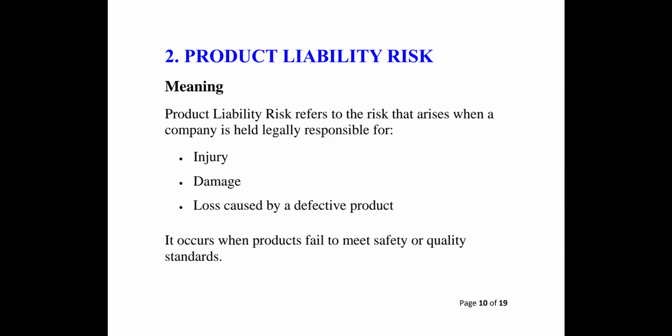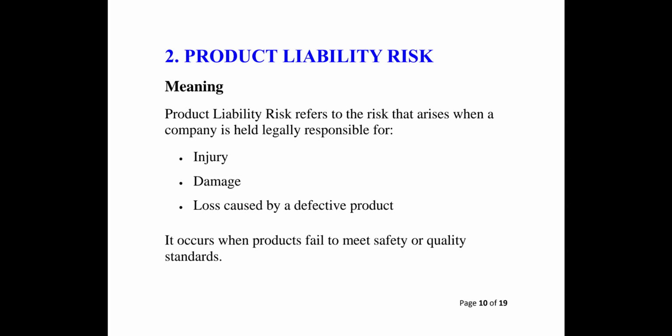Managing product liability risk in ERM: quality control systems, rigorous testing and inspection during design and manufacturing; compliance programs, adhering to industry standards and government regulations; clear labeling and warnings, providing accurate usage instructions and safety warnings. On tobacco products there is an instruction: tobacco is harmful and it may be a cause of diseases like cancer.